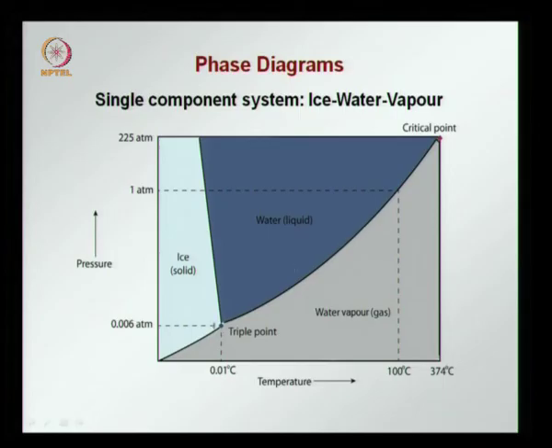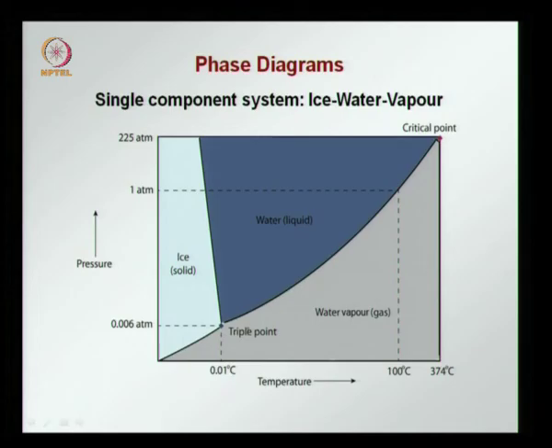For all the phases to coexist there is only one point where this can occur, there is no degree of freedom, F is equal to 0, because this is a constant. This can only occur at 0.006 atmospheric pressure and 0.01 degrees Celsius temperature.